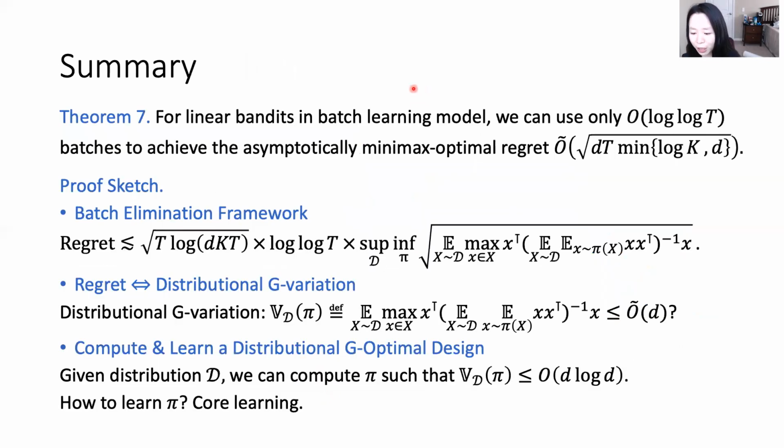Okay, so by now we have already proved our main theorem. We can use log T batches to achieve square root dT type regret. And we use the batch learning framework to have a square root T type regret and focus only on the exploration part. The problem then boils down to finding the exploration policy pi whose distributional G-variation is bounded by the order of d. And then we compute and learn such a distributional G-optimal design using a technique called core learning.